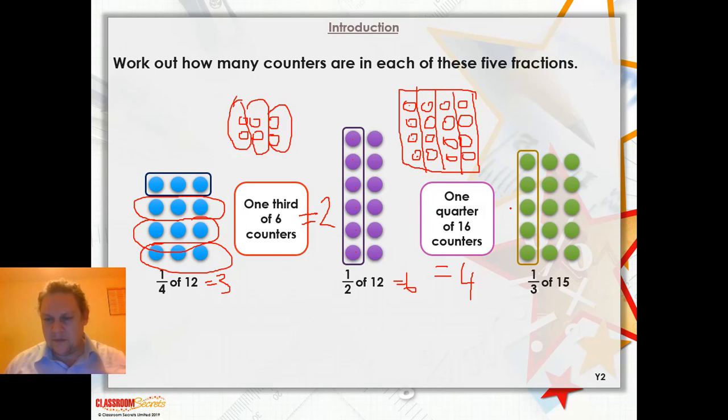1/3 of 15. We've got 3 equal groups. It's been done for us. How many in each group? 1, 2, 3, 4, 5. There's 5. 1/3 of 15 equals 5.